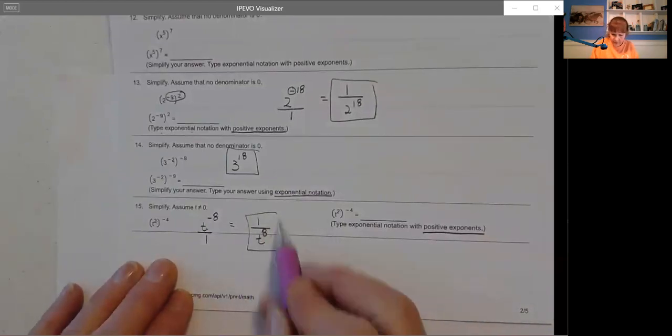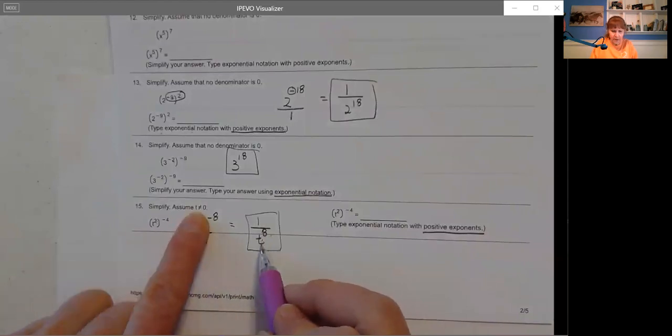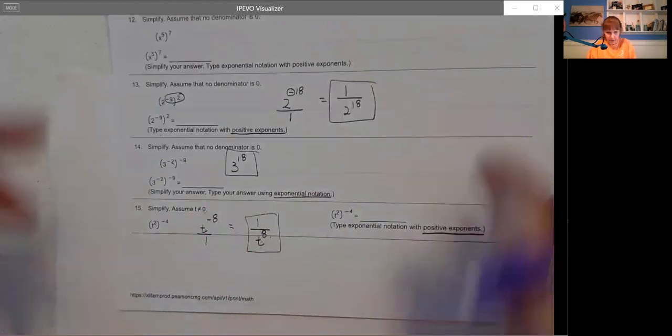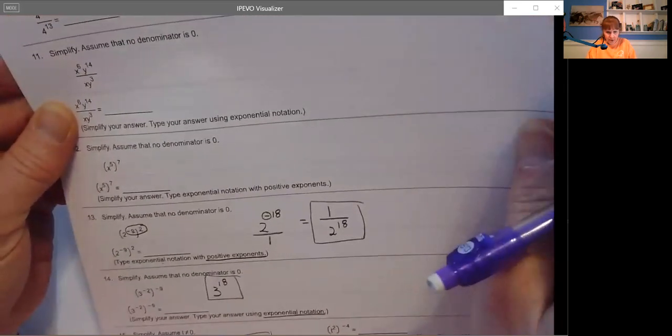Change its position to get rid of that negative. Here's your answer. T cannot be 0 because you cannot have a 0 in the denominator. That's why they told that to you. It's not that you needed that to solve it. They just told that to you. All right. Okay. I think that might be pretty good for this.